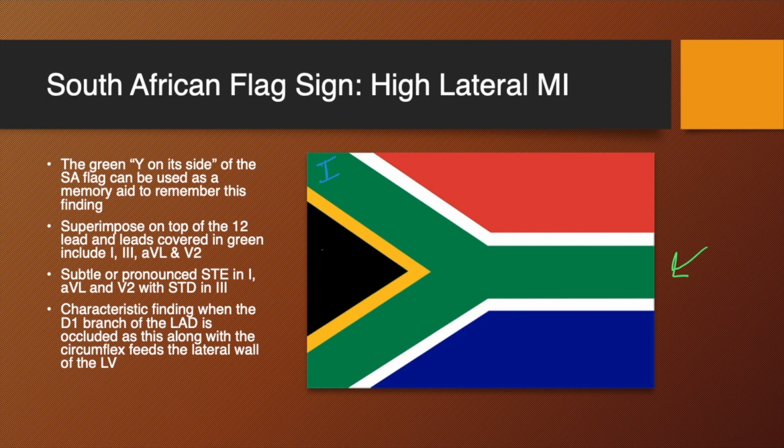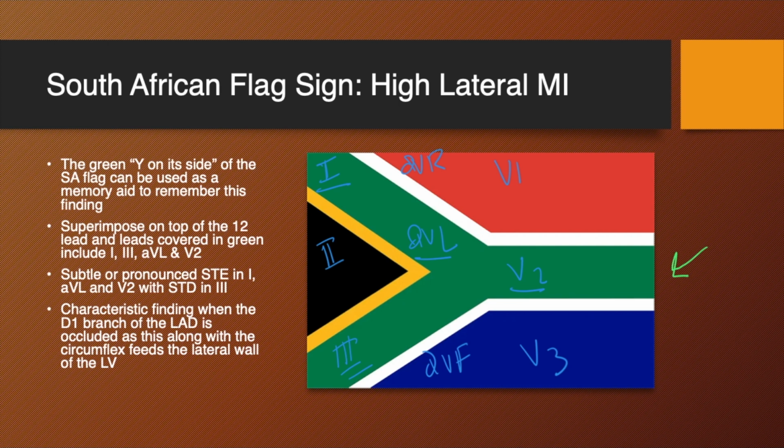All right, 2, 3, all right, and then you have AVR, and then AVL, and AVF here, and then you have V1, V2, and V3, and V4, V5, V6, but that's not relevant. And so any lead that is in this green arrow, and that includes leads 1, 3, AVL, and V2, are the leads that are impacted by this particular finding.